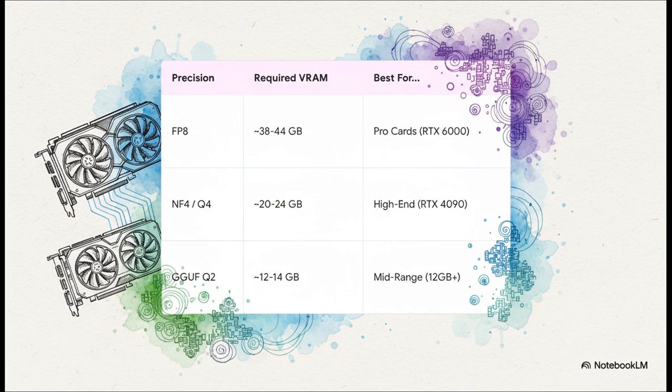If you use a 4-bit quantization, or Q4, you can get that VRAM requirement down to around 22 gigs. Now we're in the ballpark for high-end cards like an RTX 4090. And if you're willing to give up a bit more quality, a 2-bit version can get it running on cards with just 12 gigs of VRAM, which is pretty amazing.